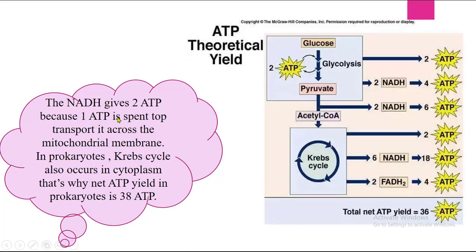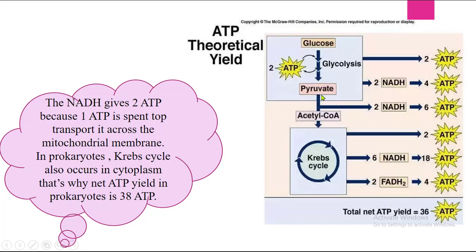That's why we say that NADH of glycolysis gives only 2 ATP molecules in eukaryotes, but in prokaryotes the Krebs cycle also occurs in the cytoplasm. That's why the net ATP yield in prokaryotes is 38 ATPs. Due to this minor difference, where they were supposed to be 6 but are 4, the net ATP yield in eukaryotes is 36 and in prokaryotes it is 38. So we are done with this portion.